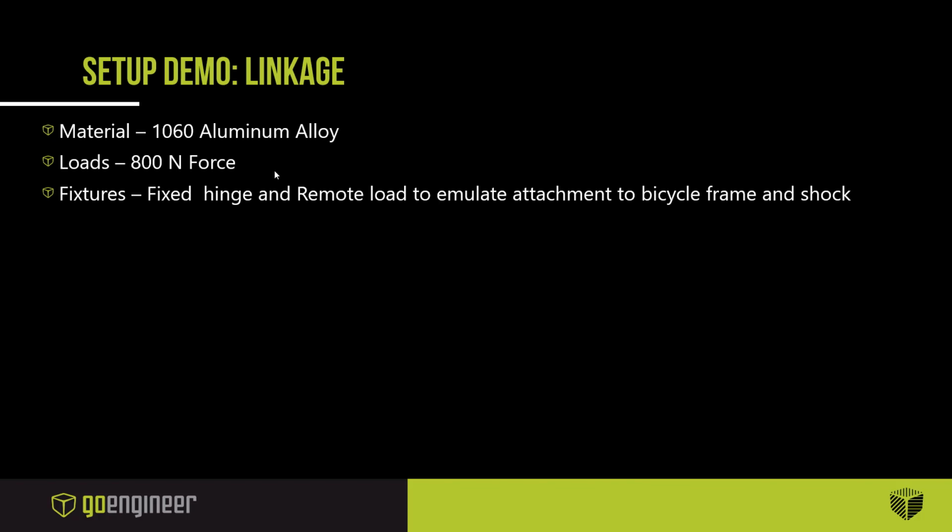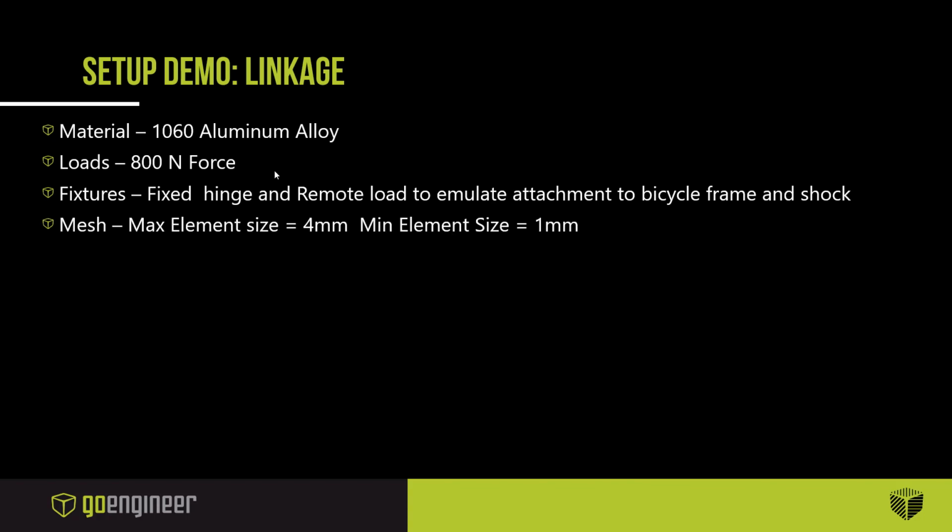For the material, we are using a 1060 aluminum alloy. For the loads, we have a simple 800 Newton force on one of these cylindrical faces where it's attached to a shock. And for the fixtures, we are emulating how this individual linkage part is attached to the rest of the bicycle frame and other components using fixed hinges and remote loads. So these are things that are completely normal to any linear static study.